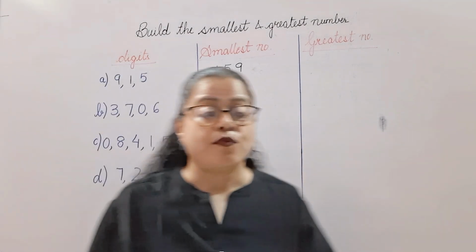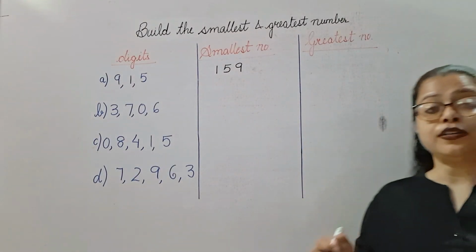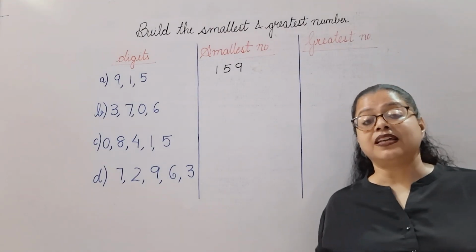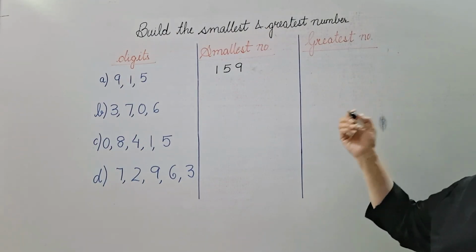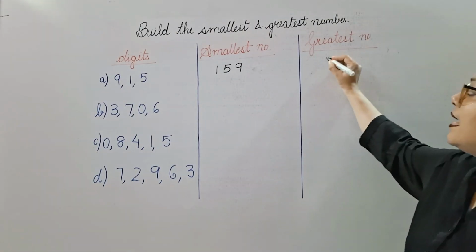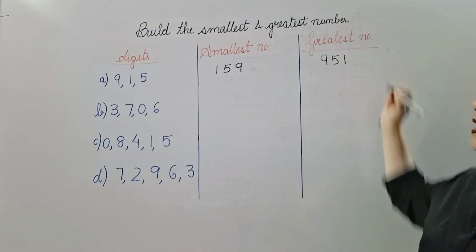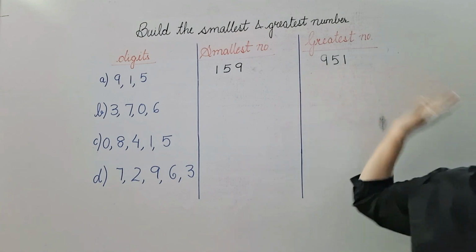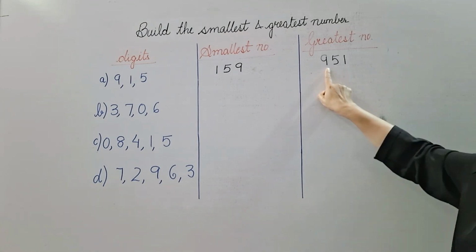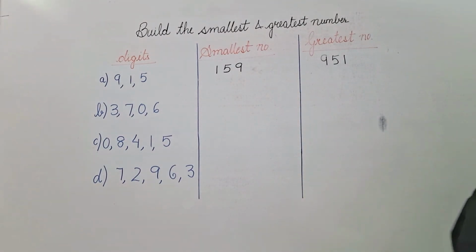And in the same way, when you are making the greatest number, what are you going to do? You are going to arrange the numbers in the decreasing or the descending order. So now सबसे बड़ा number, which is the biggest digit, that is 9, then 5, and then 1. So the greatest number is 951. The smallest number is 159. Okay, come on to the next question.